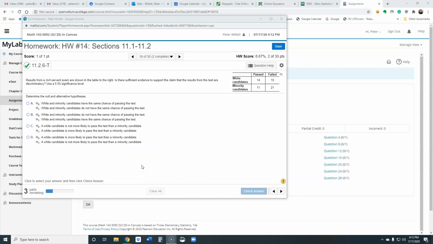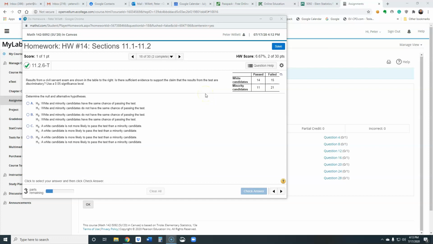Hey there, students. Here's a video to show how to do a problem from Chapter 11, Section 2 involving contingency tables and variable independence. This is problem 18 from homework number 14. It states that the results from a civil servant exam are shown in the table to the right, which is this table here. It asks, is there sufficient evidence to support the claim that the results from the test are discriminatory? And says we should use a 5% significance level.